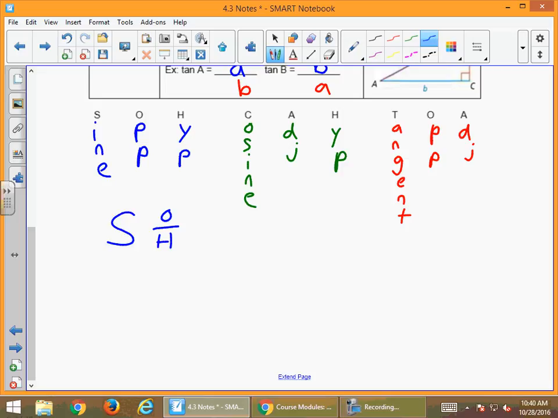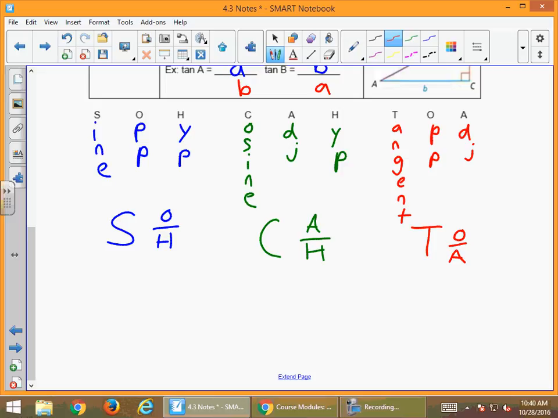So, S-O-H. The other one is cosine. So C-A over H. And the last one is TOA, capital T-O over A. That way you always get your ratios correct. Again, I don't care if you say SOHCAHTOA or the traditional history book way, but you need to write this.